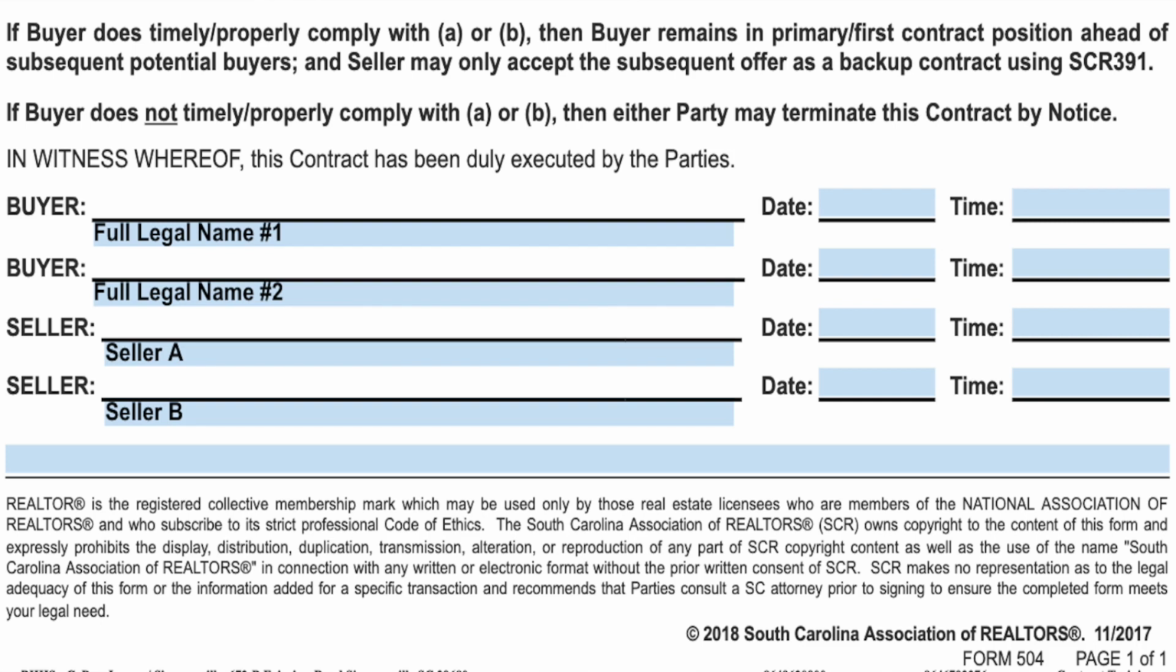And seller may only accept the subsequent offer as a backup contract using Form 391, or the clauses for addendum form. But if the buyer does not timely properly comply within the time frame listed right underneath Section 4 with A or B, then either party may terminate this contract by notice of termination. Then it says, in witness whereof this contract has been duly executed by the parties, both buyers, both sellers, or seller and buyer both sign the contract, and it goes along with Form 310 and gets under contract.